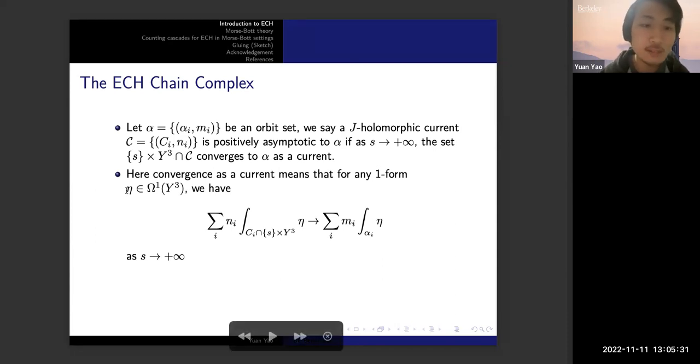So for any one-form on the contact 3-manifold, the integral of this one-form over the holomorphic curves restricted to this slice of the symplectization, weighted with multiplicities, converges to the integral of this one-form over the Reeb orbits with multiplicities.